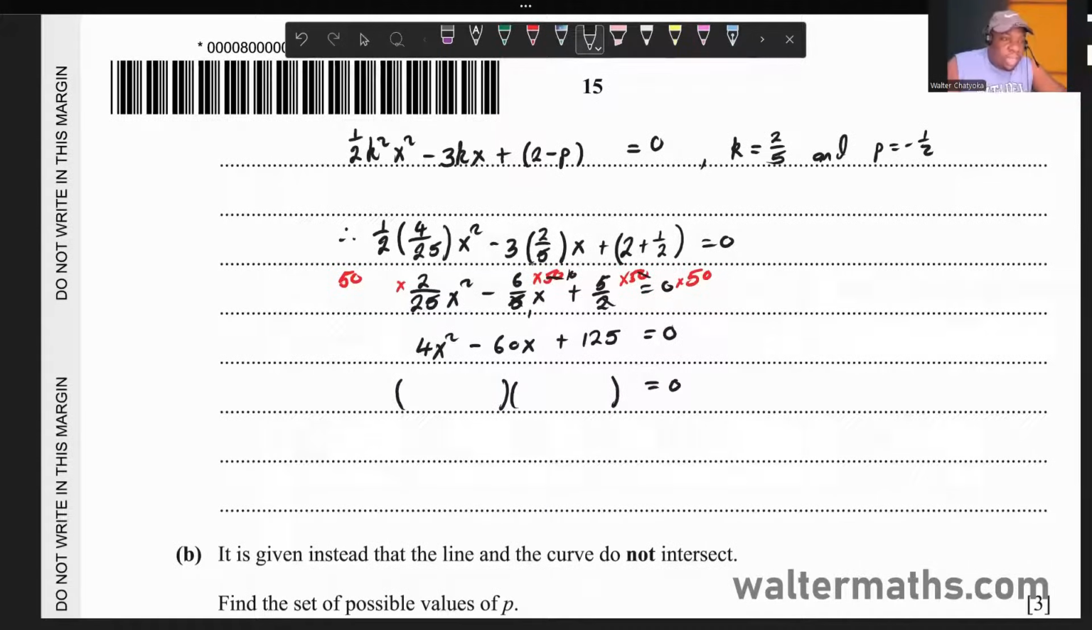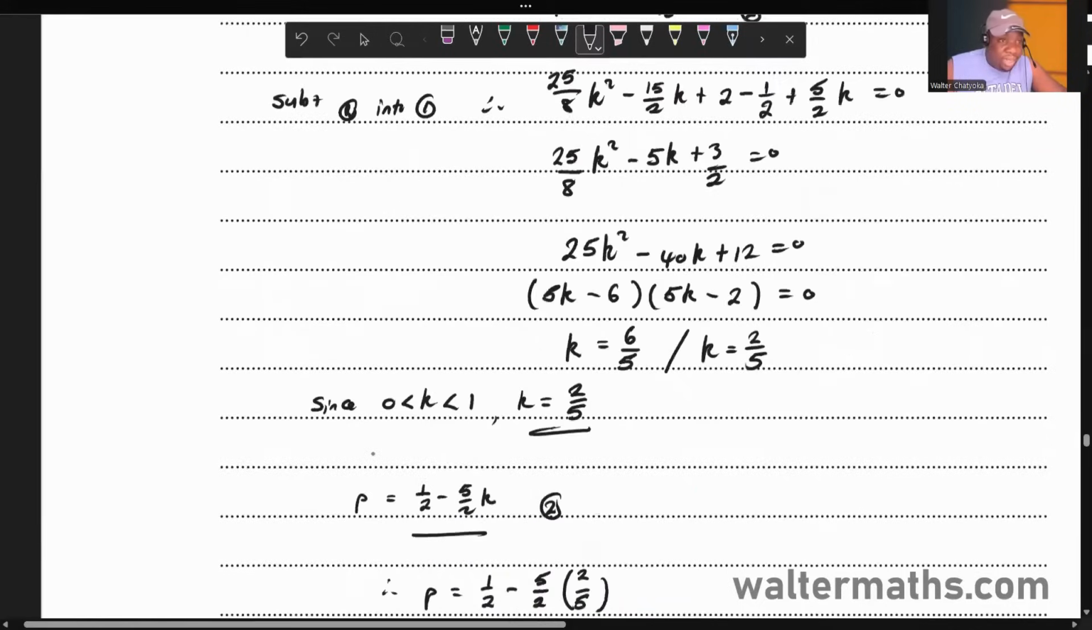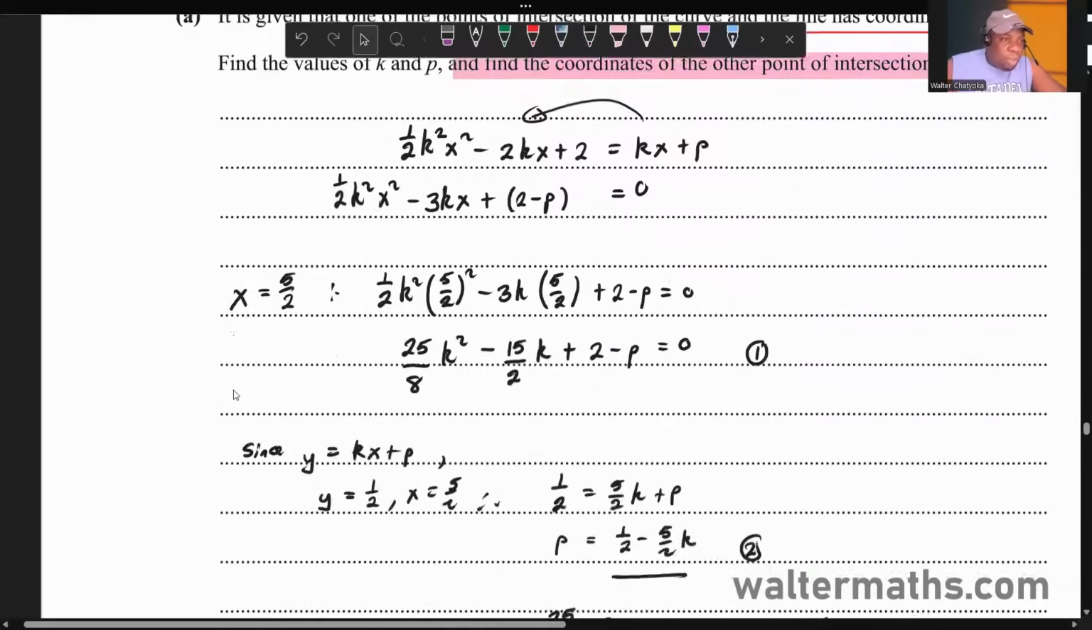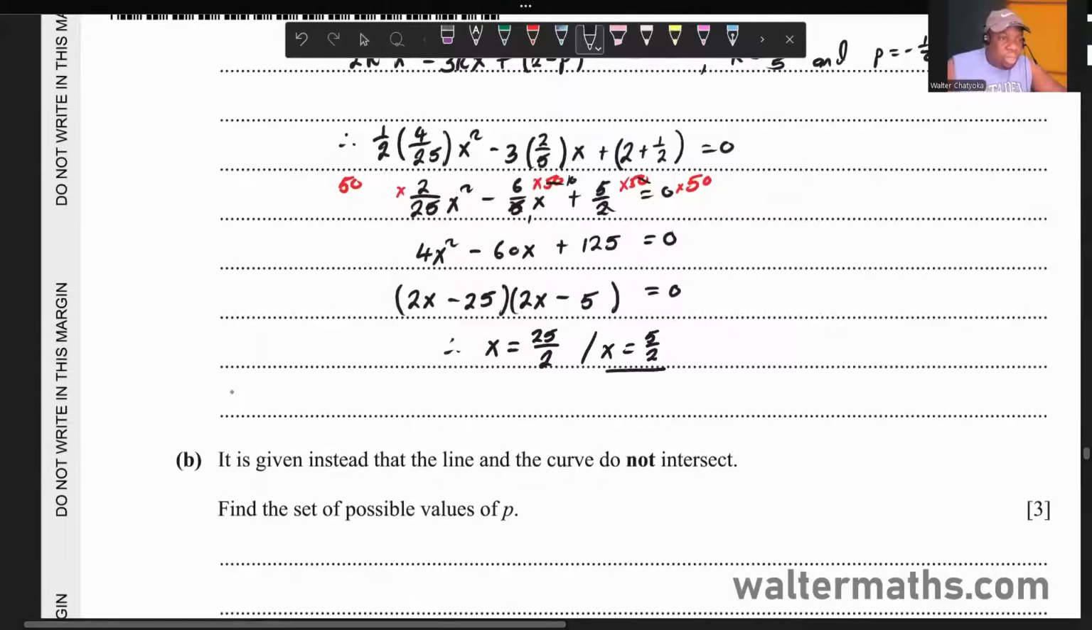And if we factorize it, we can split the 4x squared into 2x and 2x, and have minus 25 and minus 5 here. All right. So we have factorized it, which therefore means that x has values 25/2, and x is equal to 5/2. All right. But this x value has already been given. We already know that 5/2 is one of the x values, but we're looking for the other set of coordinates, right? So we're now saying if x is equal to 25/2, what is y?